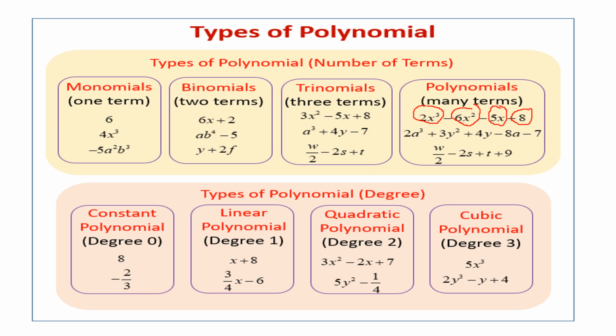Next, let's proceed to the types of polynomials according to the degree of exponent. So when we say degree, that is the highest number of exponent a variable has. For example, constant polynomial. Why is it that a constant polynomial has 0 degree? Because we don't have a variable in here. So therefore, the exponent is 0.